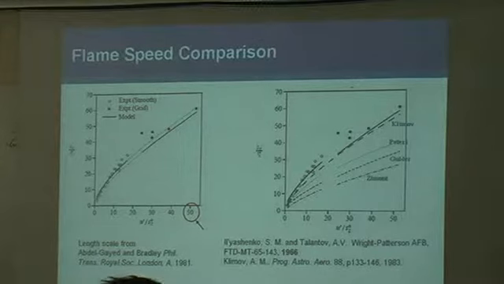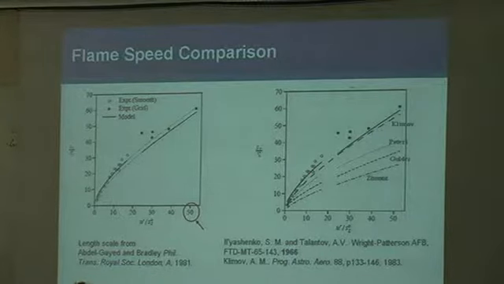I understand. My question is more trivial in some sense. If I try to approximate this curve, is it simply a root of U prime divided by S_L? No, I don't know. We didn't attempt to do that. If you do a square root, then you go back to Damköhler's idea.